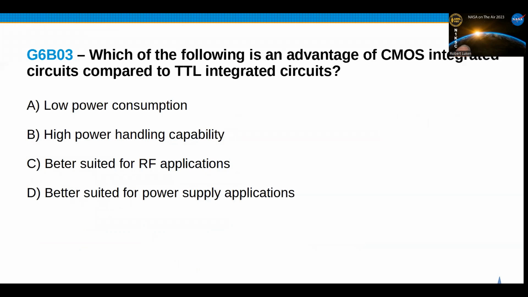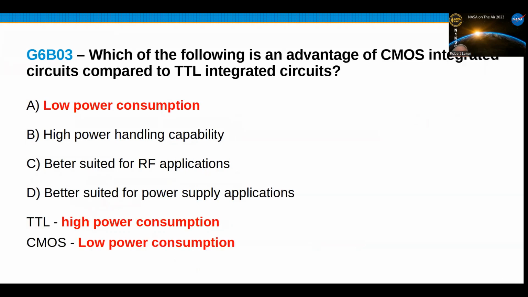So which of the following is an advantage of CMOS compared to TTL? Low power. Low power.